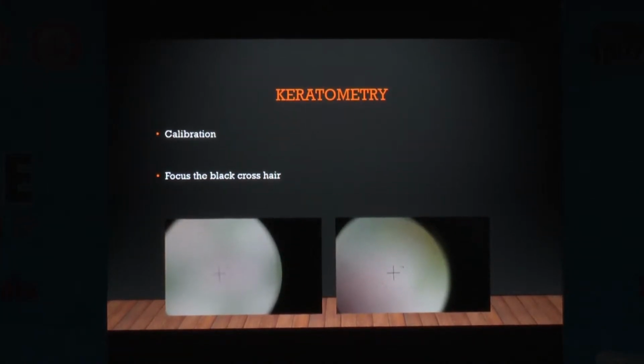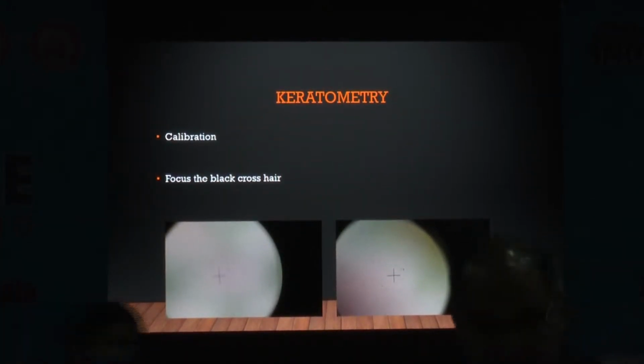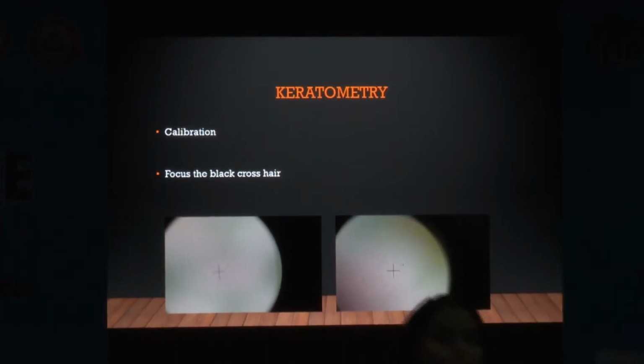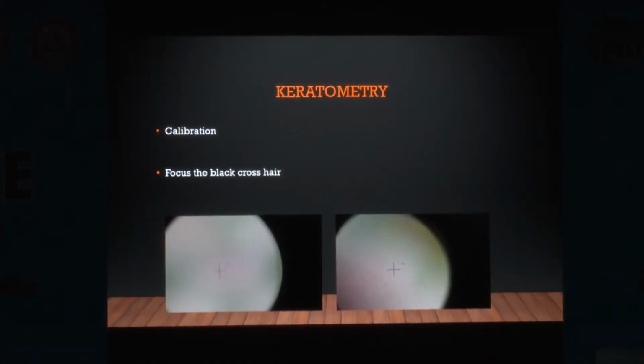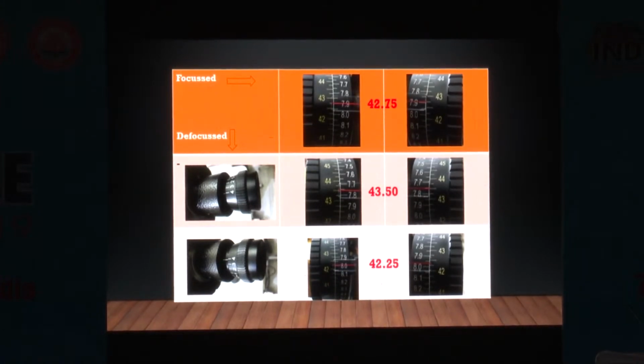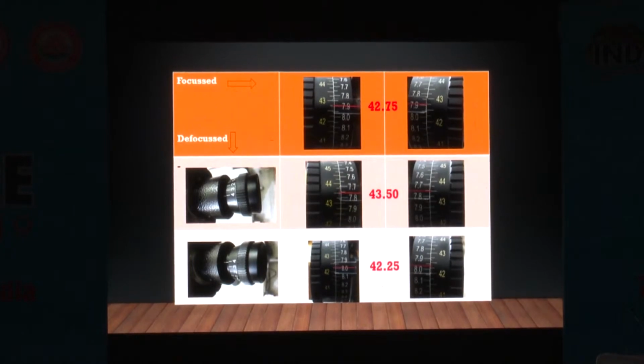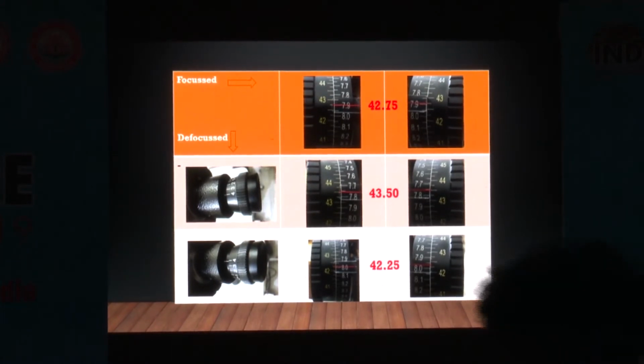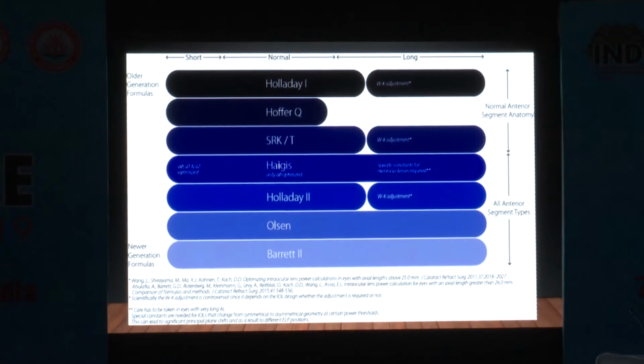Next picture, you can see the black cross hair. In one it is defocused and the other is focused. So what is the message I want to convey through it? This is the keratometry of one of my staff, and I purposely defocused the eyepiece to +4 and -4, and what was the result? The original keratometry value of 42.75 changed to 43.5 and 42.25 respectively. So that shows the importance of focusing of the eyepiece.